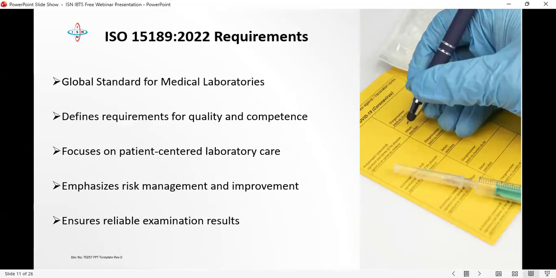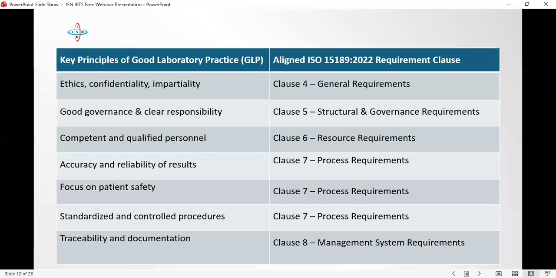It emphasizes that all our results must be reliable. And at every point in time, we do the right thing in a structured, documented environment. So the key principles of good laboratory practice can be found to be mirrored in the ISO requirement, where it says ethics, confidentiality, and impartiality.